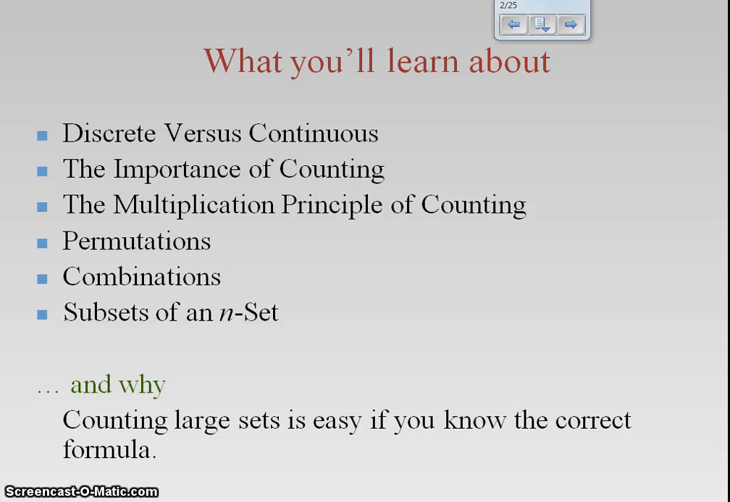We will talk about the multiplication principle of counting, also called the fundamental theorem of counting or fundamental principle of counting. Permutations, combinations, you've probably seen a lot of these terms before if you have done prob and stats or maybe some Algebra 2 classes also.